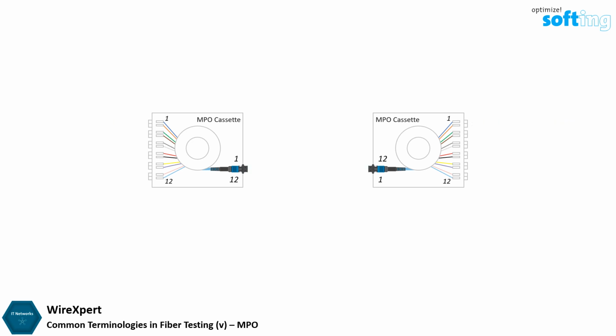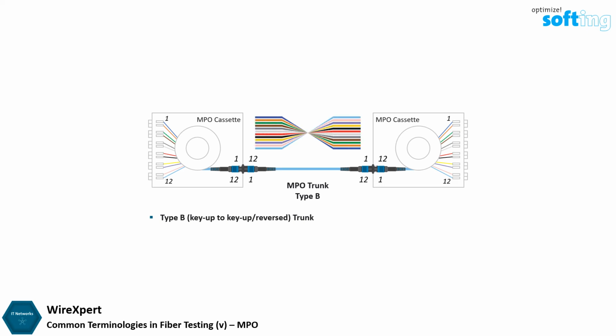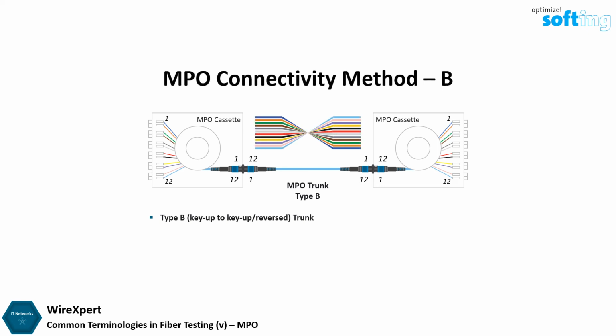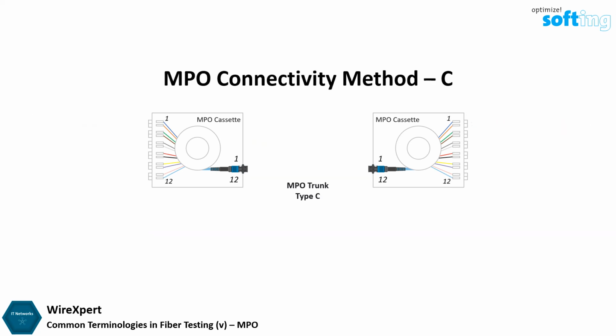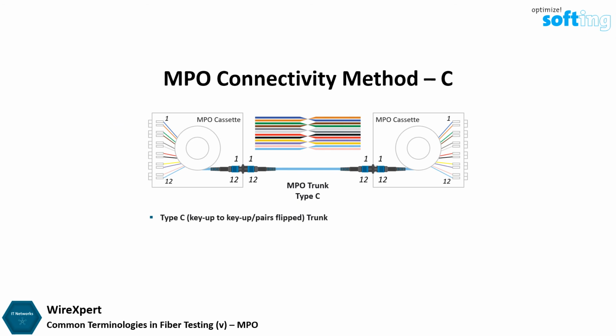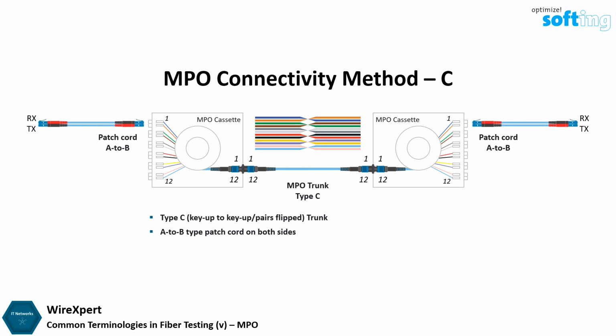Method B uses a Type B trunk cable to connect the MPO modules. As the fiber positions of Type B cables are reversed at each end, duplex A to B type patch cables are used on both sides. Method C uses a Type C trunk cable to connect the MPO modules. Duplex A to B type patch cables are used on both sides.